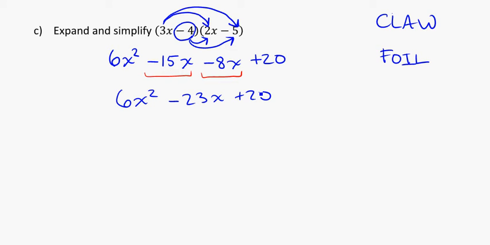So again, think about using the claw or the FOIL, where we times the first terms together, the outside terms together, the inside terms together, and the last terms together. And watch out for those negative signs, they can catch you.